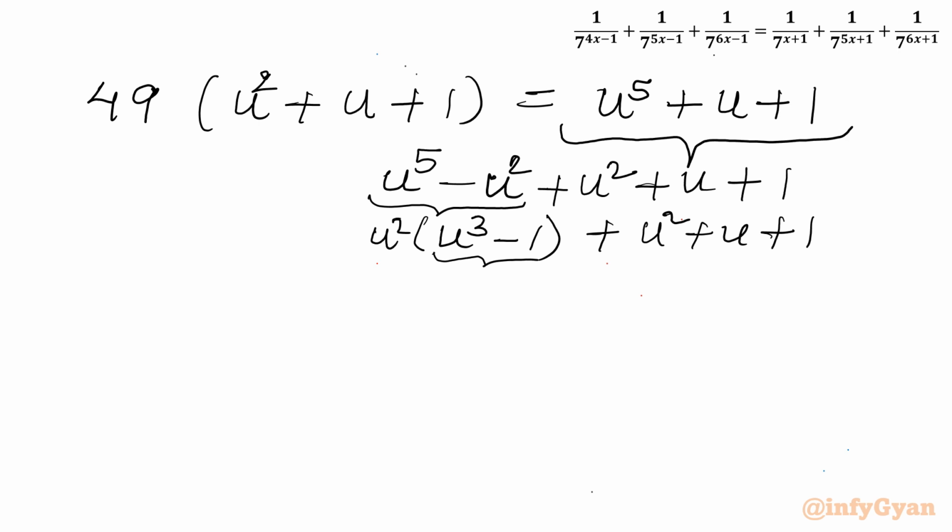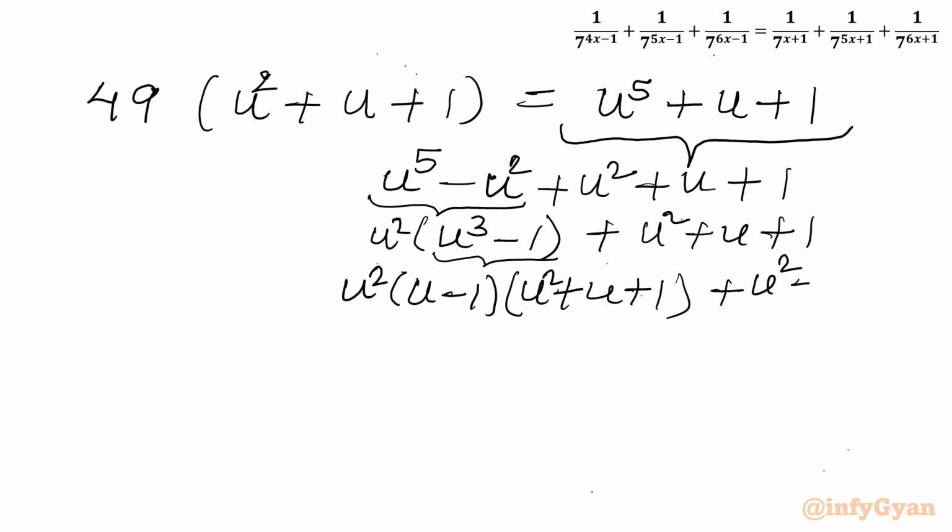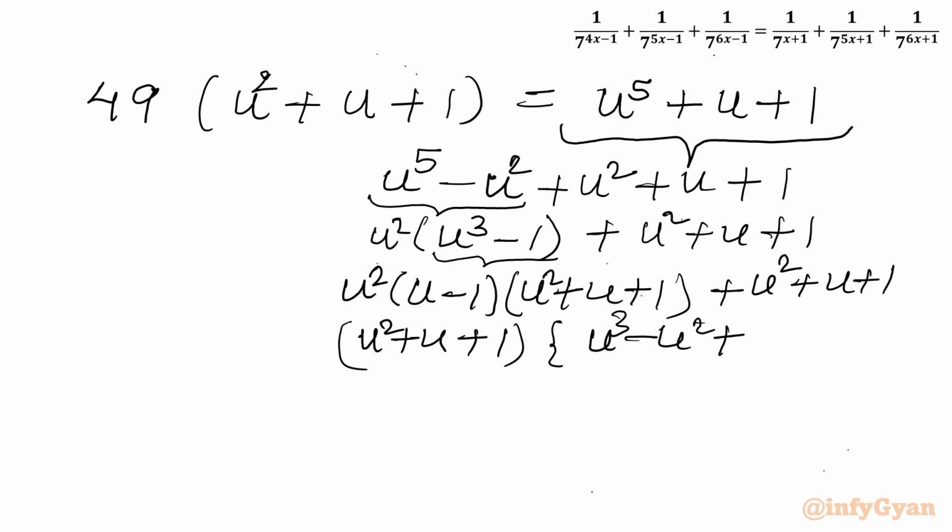Now here we can apply the a^3 minus b^3 formula. So u^2 in bracket (u minus 1), in the other bracket (u^2 plus u plus 1), and plus u^2 plus u plus 1. Let us take u^2 plus u plus 1 common. So in bracket I will have u^3 minus u^2 plus 1. This will be our factorization.